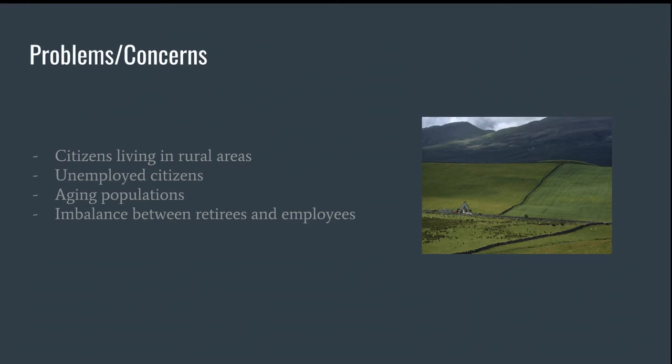Next, I will be talking about some problems or concerns with the Bismarck model. First, the focus on low costs and efficient care means there are fewer healthcare services available for citizens living in rural areas. Secondly, a major concern of this model is the question of how to provide care for those who are unable to work or can't afford contributions, for example, aging populations. Lastly, another problem that people bring up is the imbalance between retirees and employees, which can become a big problem when trying to provide adequate health care in a timely manner.